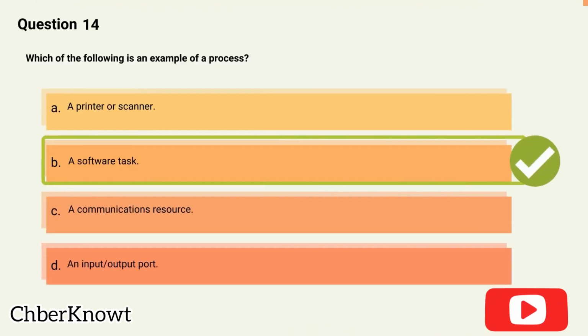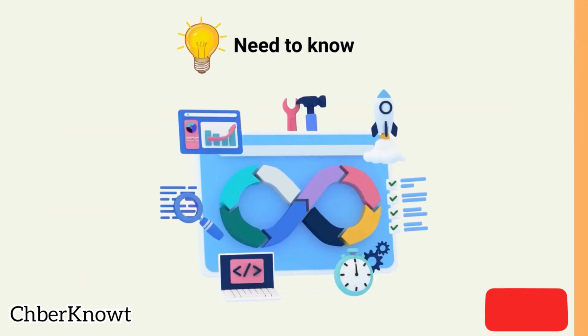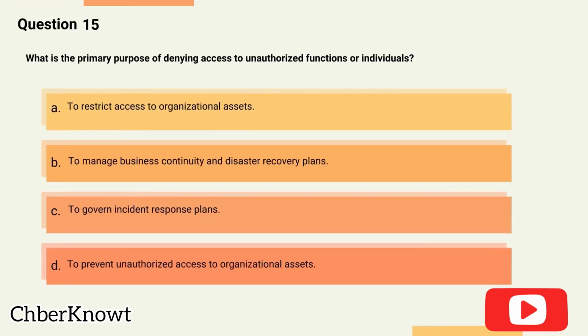A software task. Explanation. In the context of information technology, a process refers to an executing program or software task that performs a specific function or set of functions. A process can be a standalone program, a module within a larger program, or a set of interdependent programs that work together to achieve a particular goal. Question 15. What is the primary purpose of denying access to unauthorized functions or individuals?